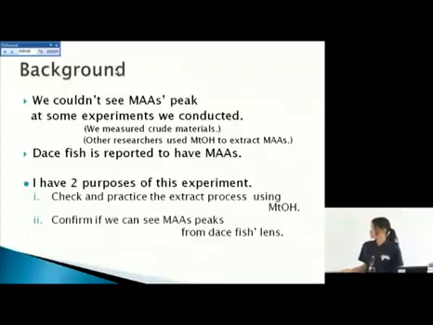And I have two purposes for this experiment. One of them is to check and practice the extraction process using methanol, and the other is to confirm if we can see MAS peaks from this fish lens.